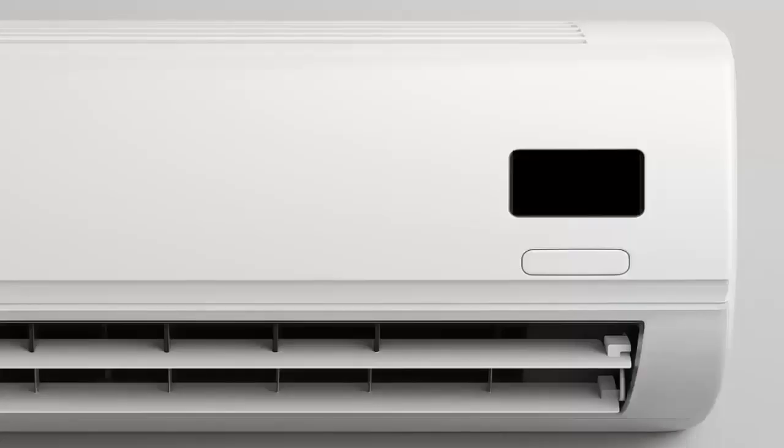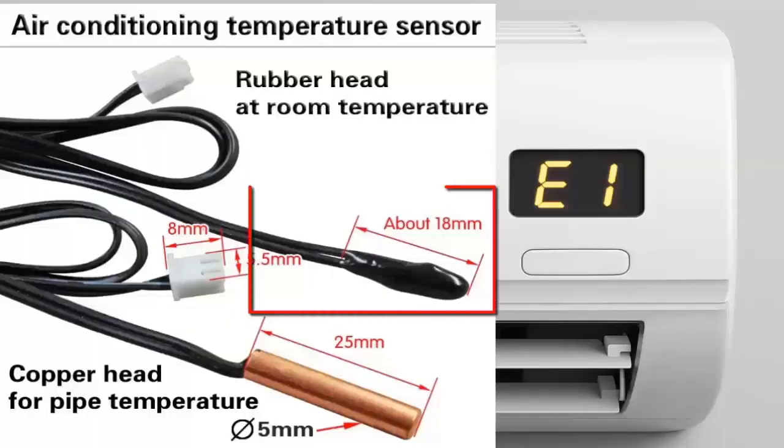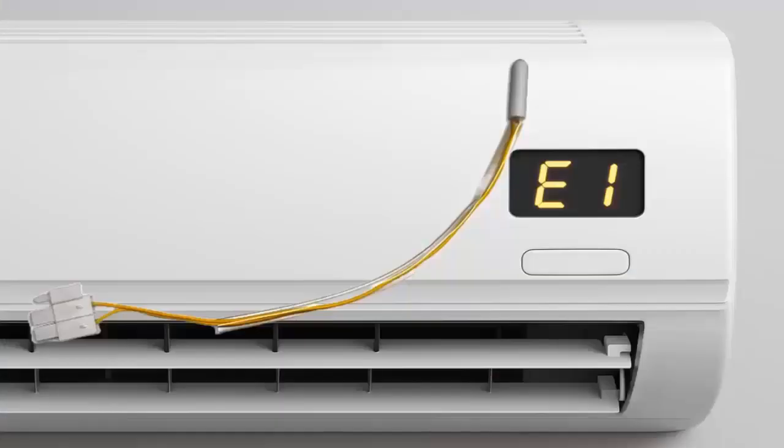1. Indoor room temperature sensor failure or suction airflow thermistor. In many brands, the E1 error code indicates a problem with the temperature sensor located in the indoor unit, which is responsible for measuring room temperature. This failure may be due to a faulty thermistor, loose connections, or issues in the electronic control board.